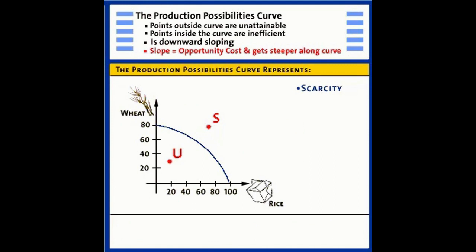Third, notice that the curve is downward sloping. That is, there's an opportunity cost. If you want to produce more rice, you have to give up wheat production. Once again, that's because of scarcity.